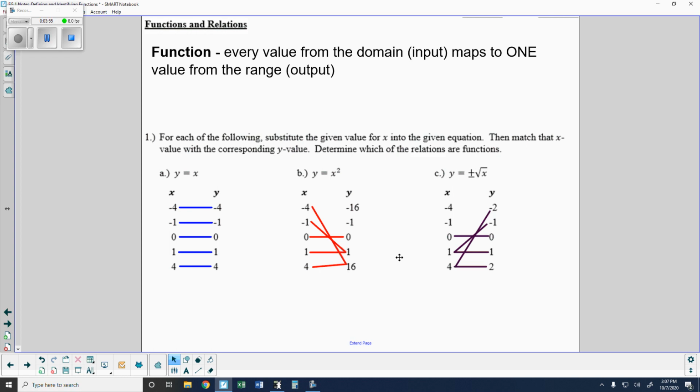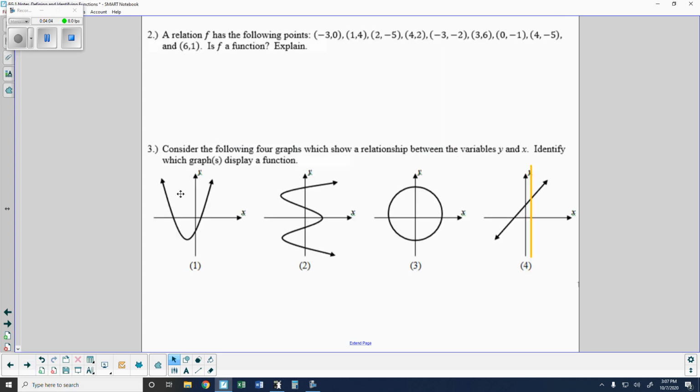So to be a function, every input or every x value has to go to exactly one y value. So now let's take a look at some example problems. Problem number 2 says a relation f has the following points. So each of these points are on f. Is f a function? And explain.